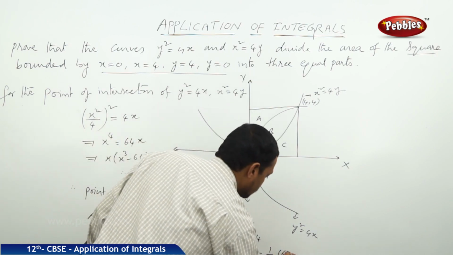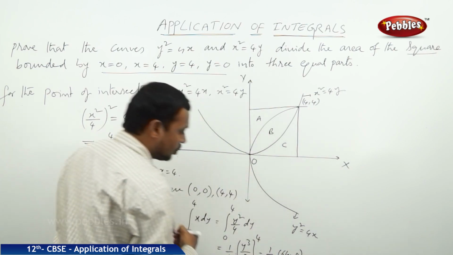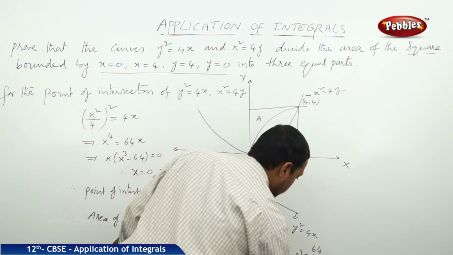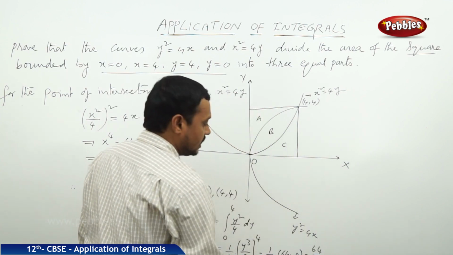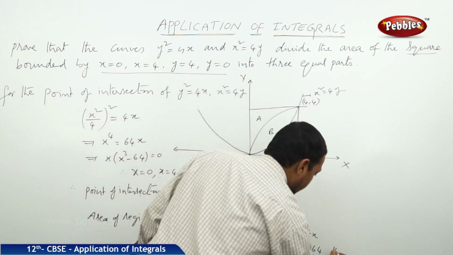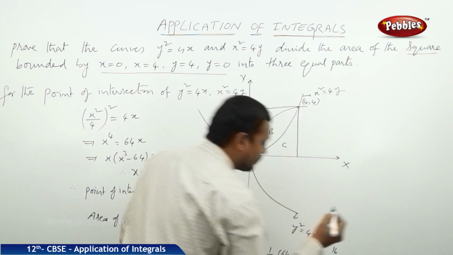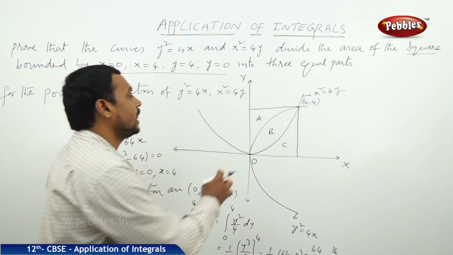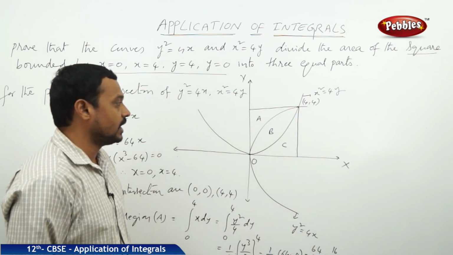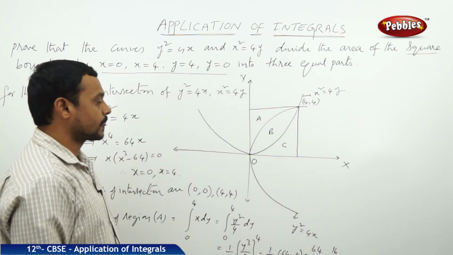4 cube is equal to 64 minus lower limit 0. Therefore, 64 by 12. Now, 4 table cancel here, 16 times here, it is 3 times. Therefore, the area of the region A is 16 by 3 square units.